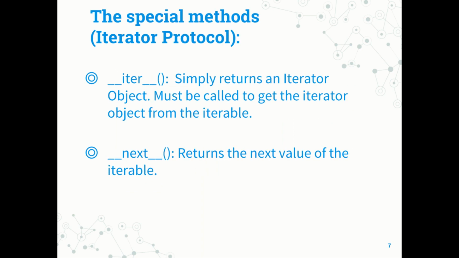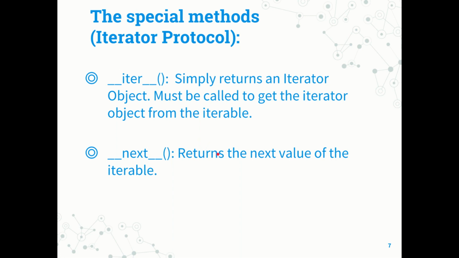Now, let's take a closer look at what these two methods do in an iterable object. These two methods are also collectively called the iterator protocol. Okay, the __iter__ method simply returns an iterator object or the iterator, and this object, as we know by now, should have the __next__ method implemented. This method must be called to get the iterator object from the iterable object. Okay, the __next__ method is the one which simply returns the next value in the iterable.